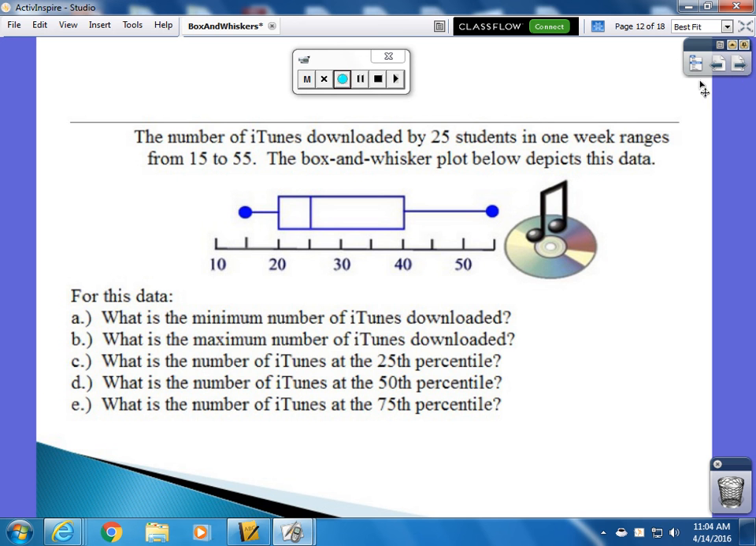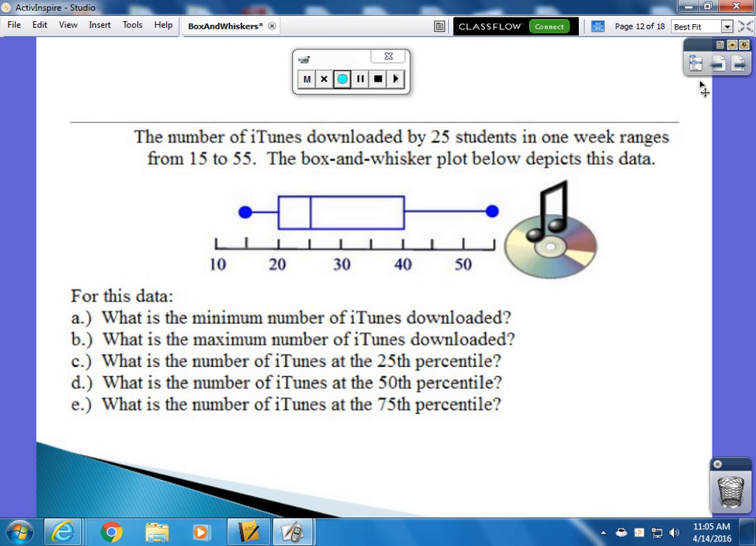When you look at this one, the scenario is the number of iTunes downloaded by 25 students in 1 week ranges from 15 to 55. The box and whisker plot depicts this data below. What's the minimum number of iTunes anybody downloaded? You can see that would be the lower extreme, which is 15. The maximum number would be 55, that upper extreme. What's the number of iTunes at the 25th percentile? It's 20.